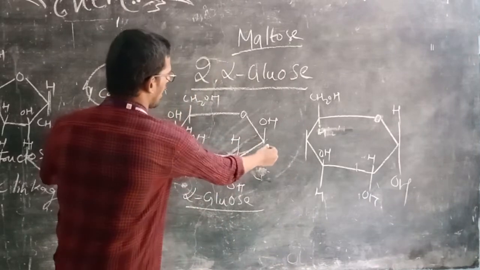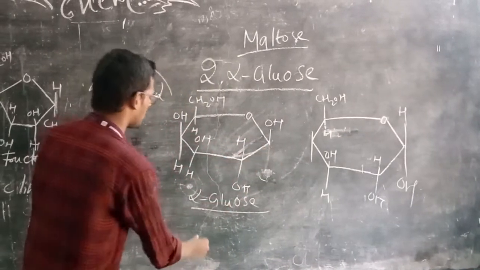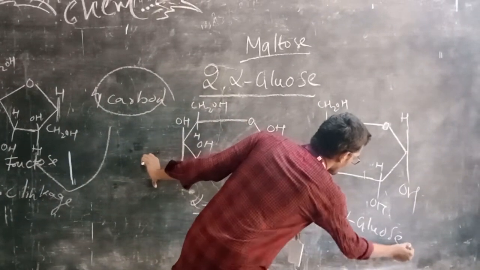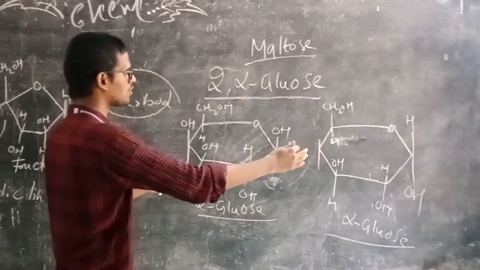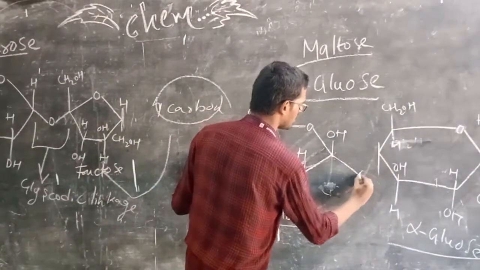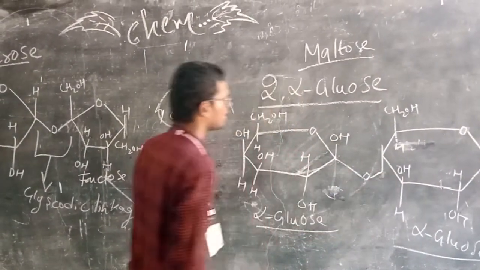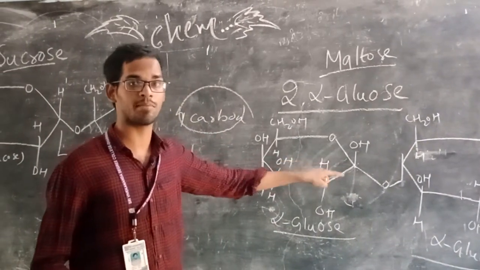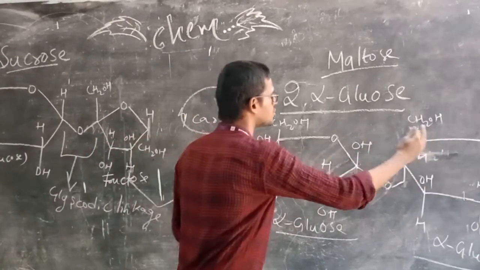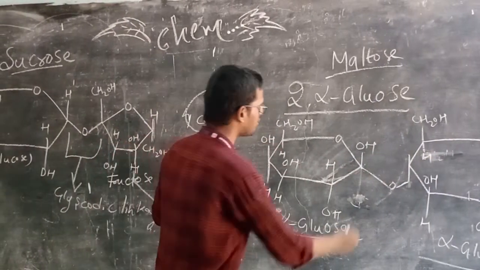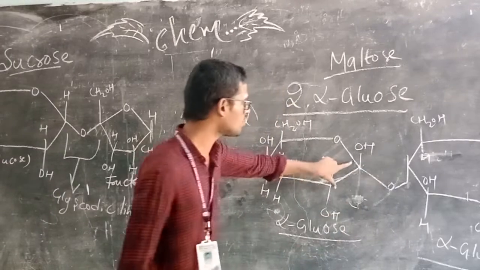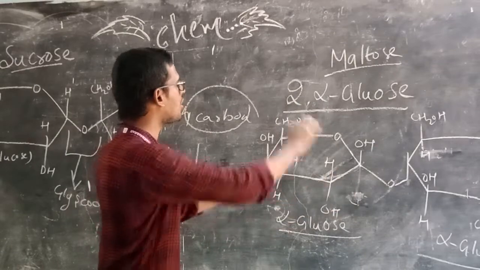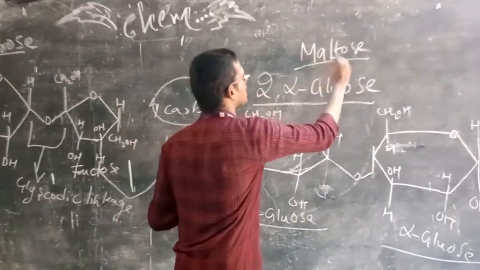Here the second carbon atom of alpha glucose, this is also an alpha glucose. These two alpha glucoses form a bond together here. We can see the bond. This is called a glycosidic linkage, also called a glycosidic bond. These two alpha glucoses together form a bond by fusion of carbon 2 of one alpha glucose and carbon 4 of the other. Together they form this entire structure named maltose.